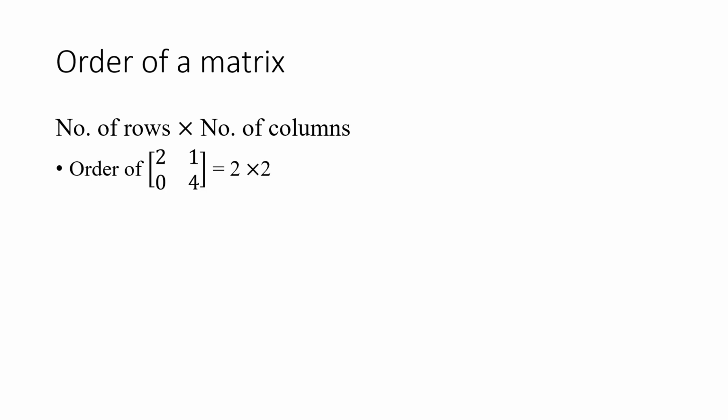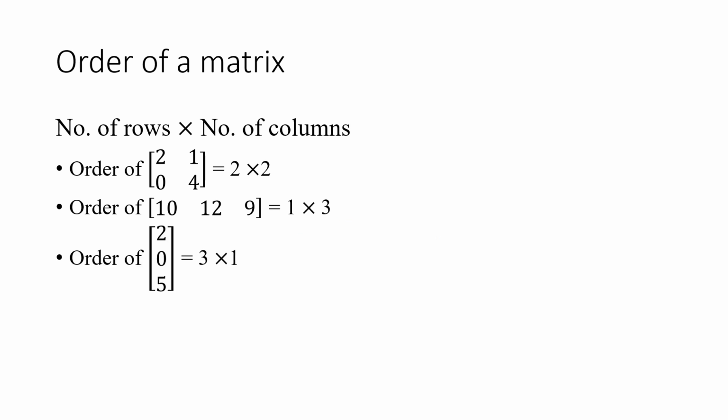Next is the order of a matrix. So what is the order of a matrix? We represent the order of a matrix by number of rows cross number of columns. In this matrix, we have two rows and two columns, so the order is 2 cross 2 or 2 by 2. In the second matrix, we have three columns and only one row, so the order of the matrix is 1 cross 3. In the third example, we have three rows and only one column, so the order of this matrix is 3 by 1 or 3 cross 1.